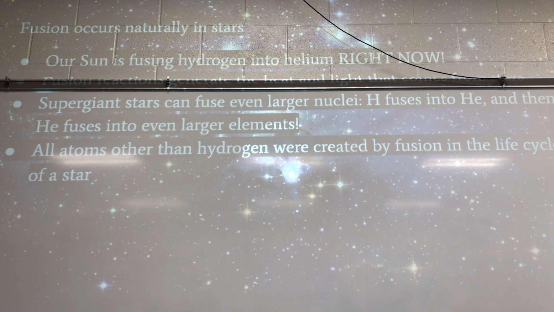Yeah, Jeremy. Oh, right on the line. It says fusion reactions generate the heat and light that come from a star. So those are the two blanks right there, heat and light.